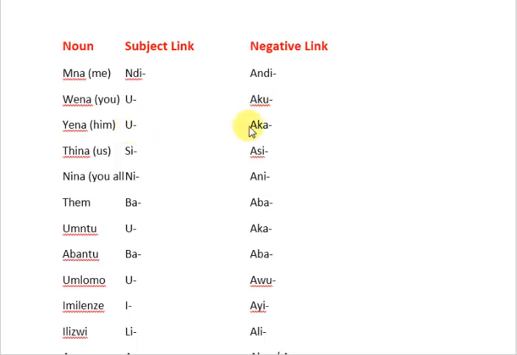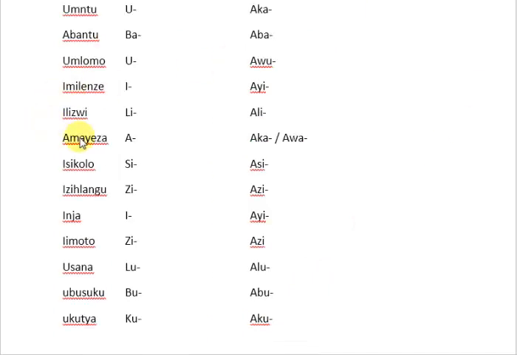U for him or her, aka. Si, asi. Ni, ani. Ba, aba. U, aka, same as that one higher up. Ba, aba. U for it, umlomo, the mouth, awu. Imilenze, i, ayi. Ilizwi, li, ali. Amayeza, a, aka, or awa.